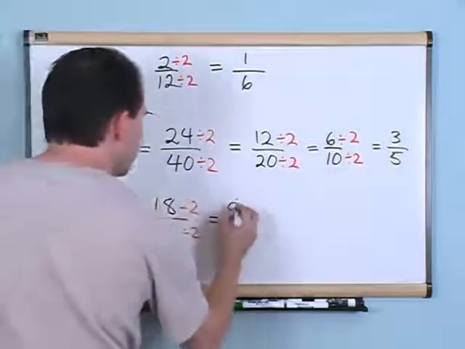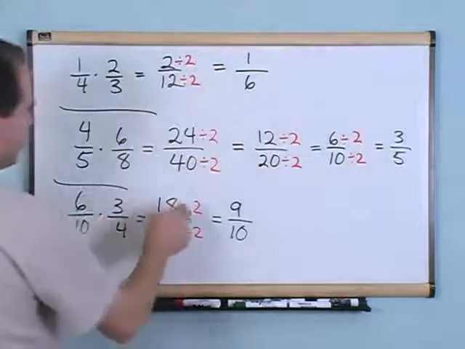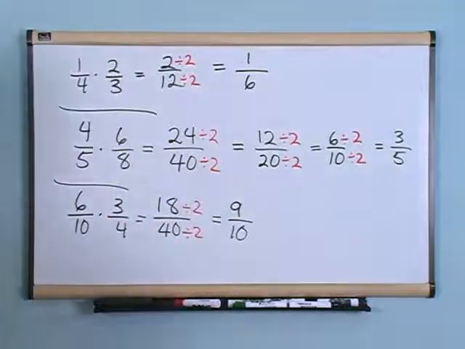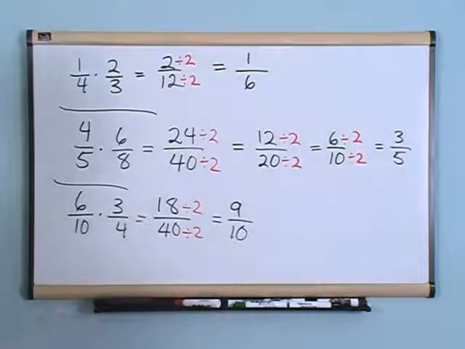So 18 divided by 2 is going to give me 9. And finally, 40 divided by 2 is going to give you 20. And you can't simplify 9/10 anymore. You just can't do anything more with that, so you're done at this point.